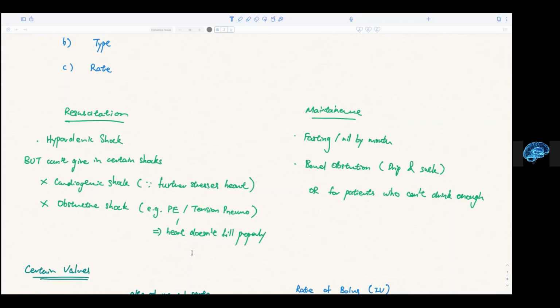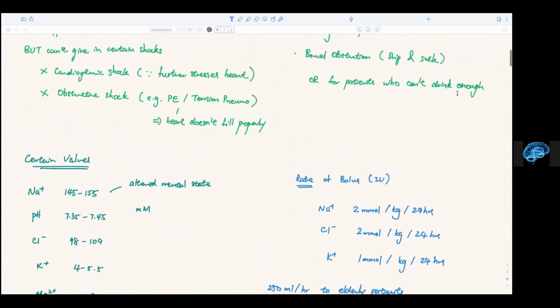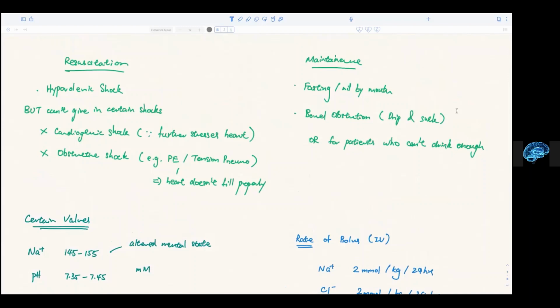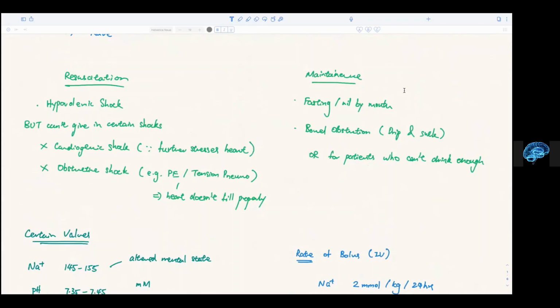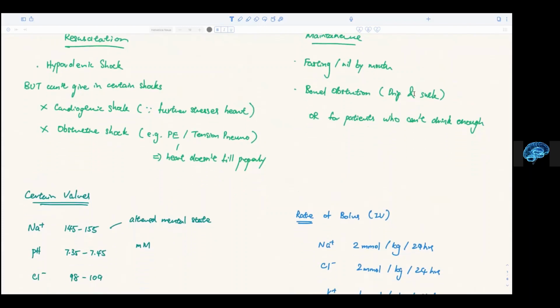So that's thinking about resuscitation. For maintenance, think about whether they're fasting, whether they're nil by mouth. We use it in bowel obstructions as well with the drip and suck mechanism. So we give an NG tube to decompress, and we give them laxatives, we give them fluid therapy. So basically following a drip and suck principle. Or for patients who can't drink enough. For a lot of pediatric populations who are consistently vomiting, we would want them to tolerate fluids either through NG or through oral fluid intake. But if they cannot, usually we want to give them maintenance fluid because they're either moderately or severely dehydrated.